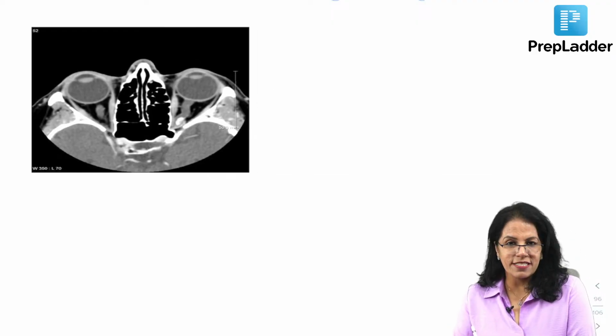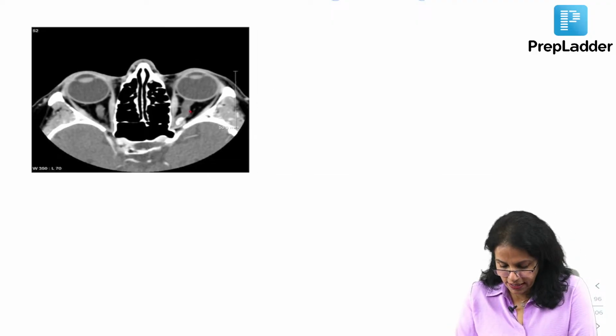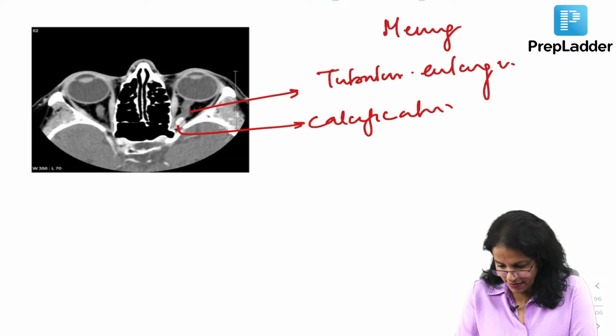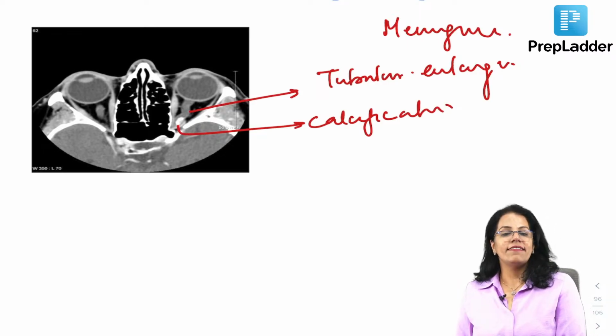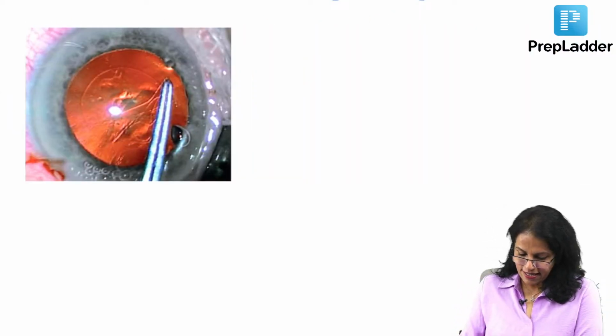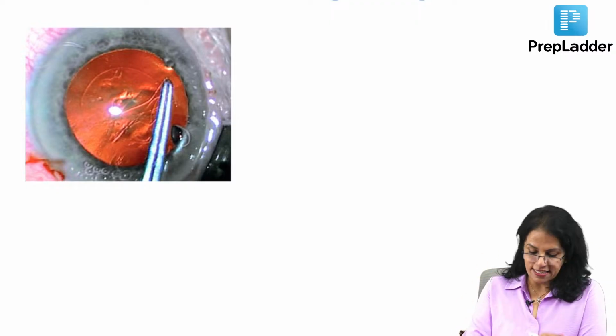Okay, so this was there, the image is there. Tubular enlargement with calcification. We are talking about, we have revised this already. This is your meningioma. So, we are talking about meningioma, right? Okay.